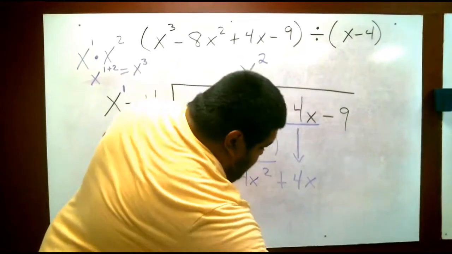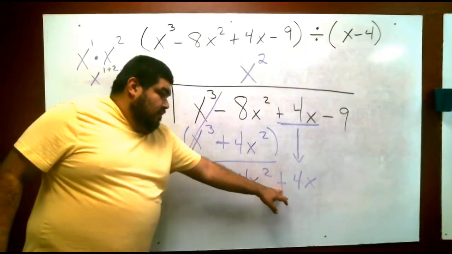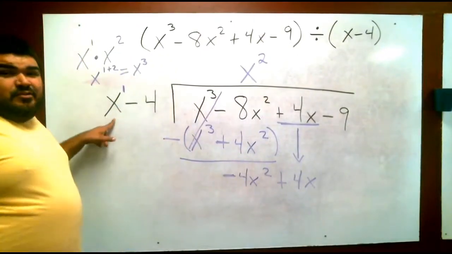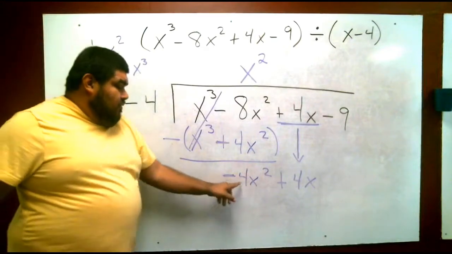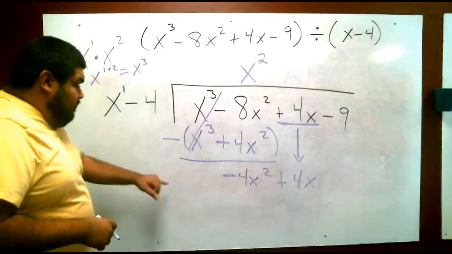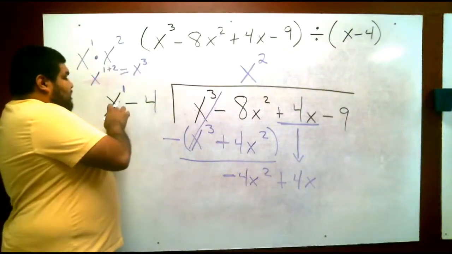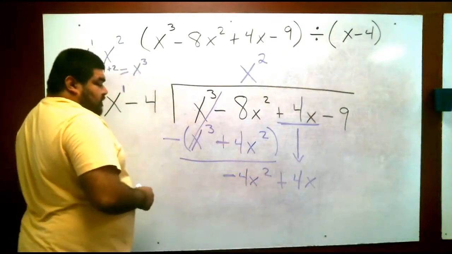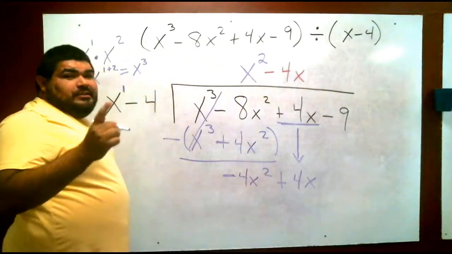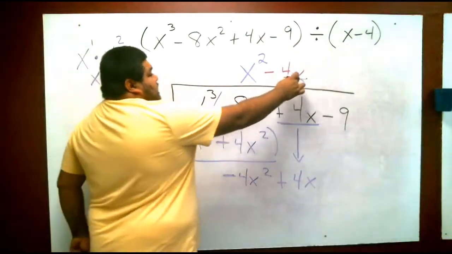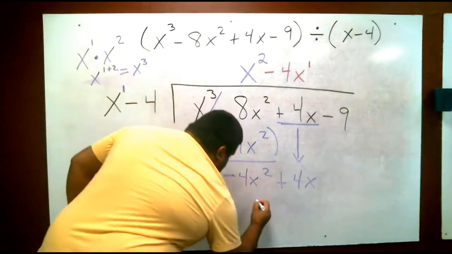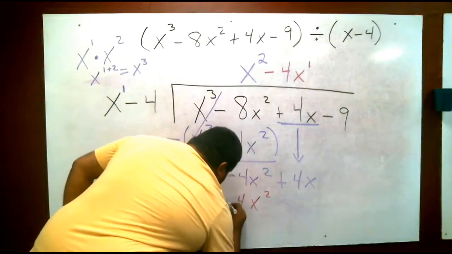Now that we have another problem, negative 4x squared plus 4x, we repeat the same process again. We have x to the first. If we're trying to get to negative 4x squared, this time we need to make it negative because we're trying to make another negative. So we have negative 4x. The reason why 4x is because x to the 1 and x to the 1, because remember, there's a 1, is x squared. And you have 4 negative.